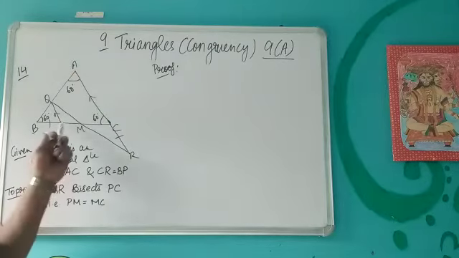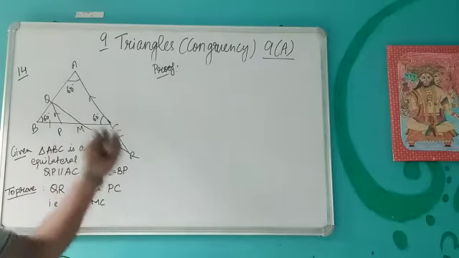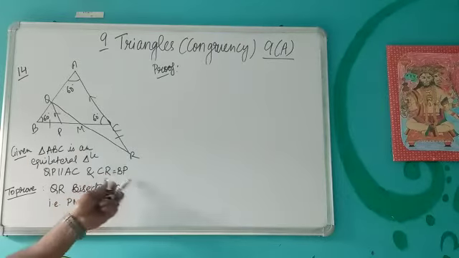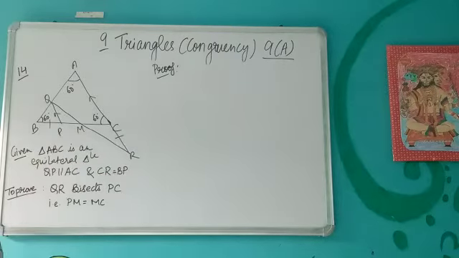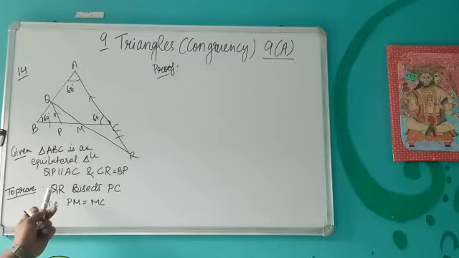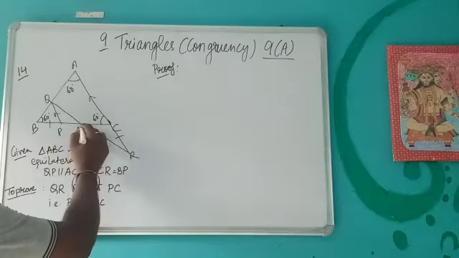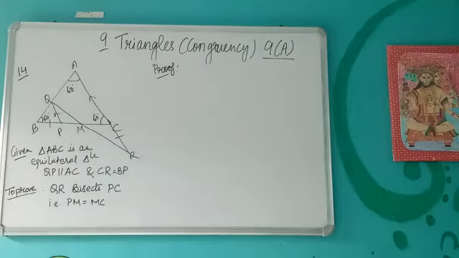Then QP is parallel to AC, and this is a straight line because AC is produced, and CR equal to BP. Now what we have to prove? We have to prove QR bisects PC. So this is QR and this is PC. That means we have to prove that PM equal to MC.